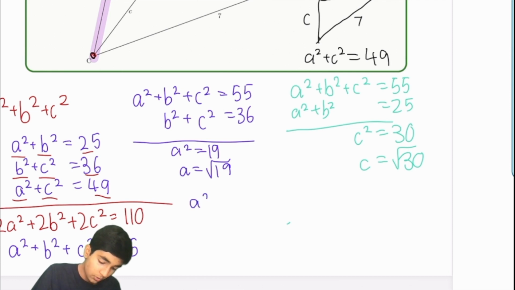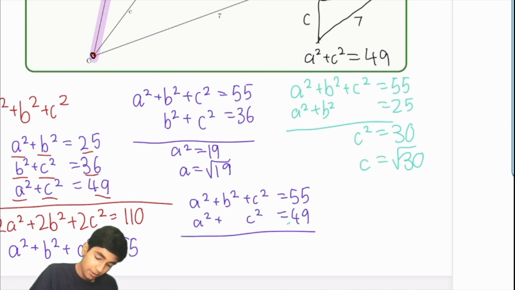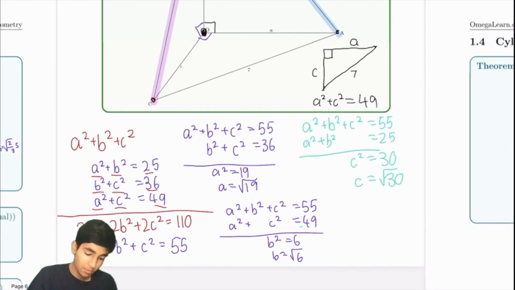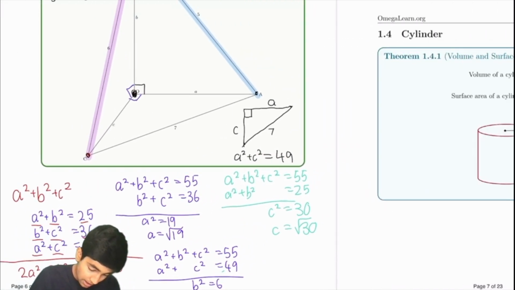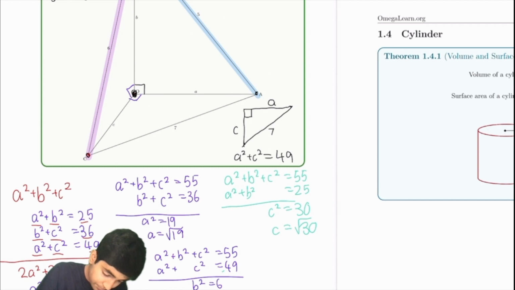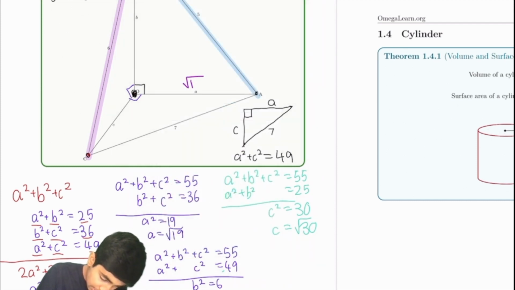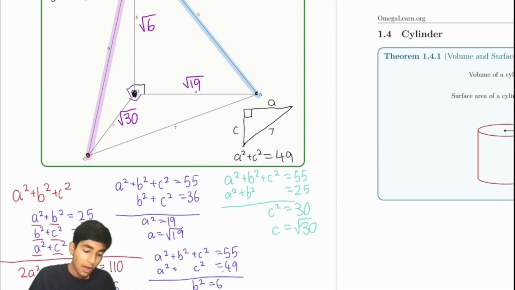And finally, we have a squared plus b squared plus c squared minus a squared plus c squared equals 55 minus 49, which gives b squared is 6, b is root 6. We've solved for a, b, and c. And let's just mark it on the diagram so we can see. A is root 19. B is root 6. C is root 30. Okay, so now what is the volume?